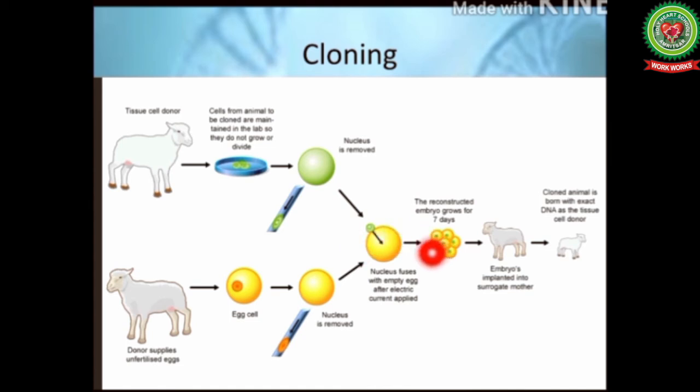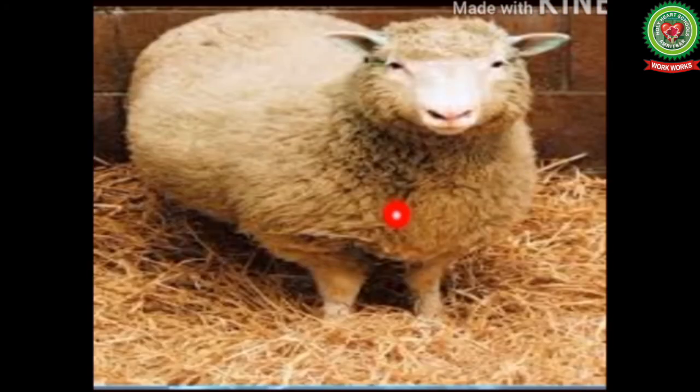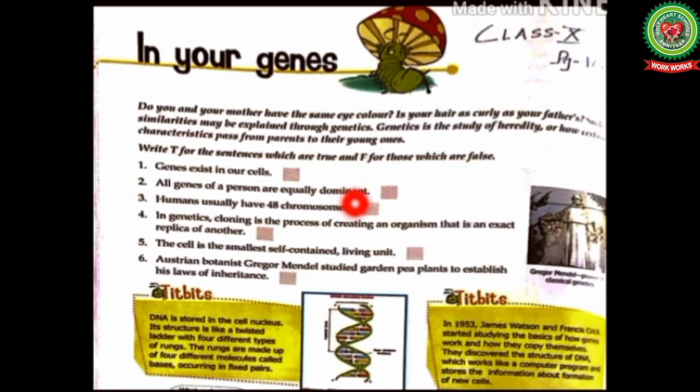The reconstructed cells are grown to form an embryo. The embryo grows for 7 days and this embryo is then implanted into the surrogate mother. The cloned animal is born with the exact DNA as the tissue cell donor. Dolly, the sheep, was the first mammal to be cloned from an adult somatic cell in 1996 and was born at the Roslin Institute in Scotland. Now we will discuss the back exercises of your book.